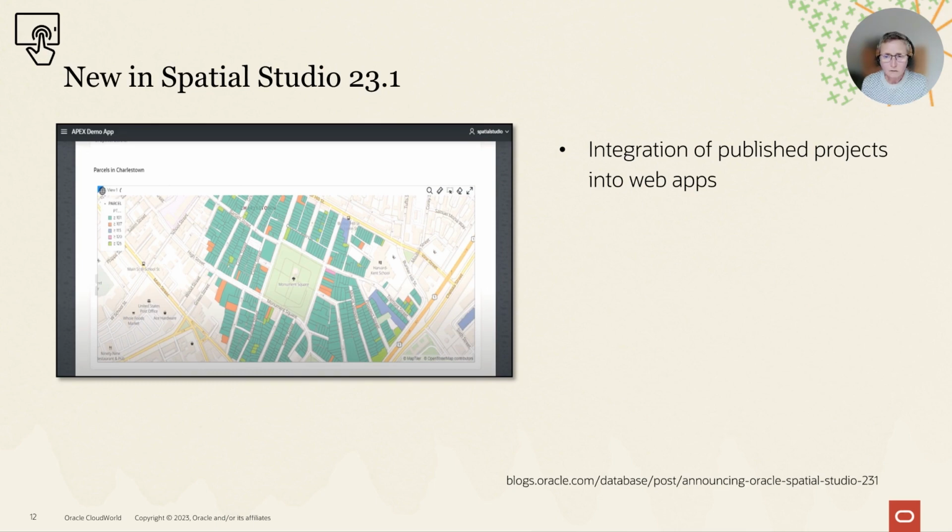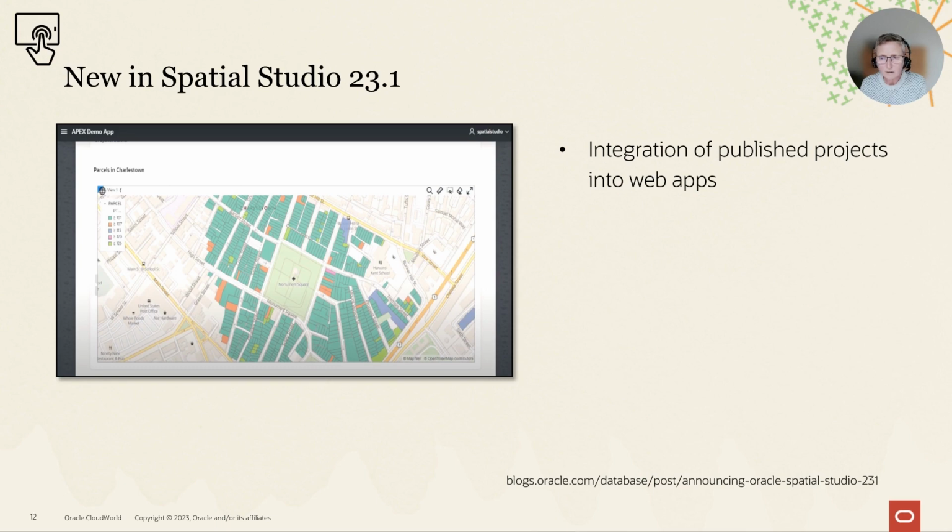The first one of the new Spatial Studio features refers to the ability to publish projects created in Spatial Studio. You can now more easily embed your projects via their URLs in external web applications. Just copy the URL and use it, for instance, in your APEX application, or display the project standalone outside of Spatial Studio in a browser of your choice.